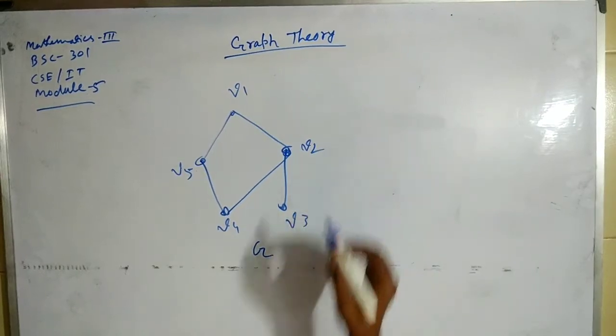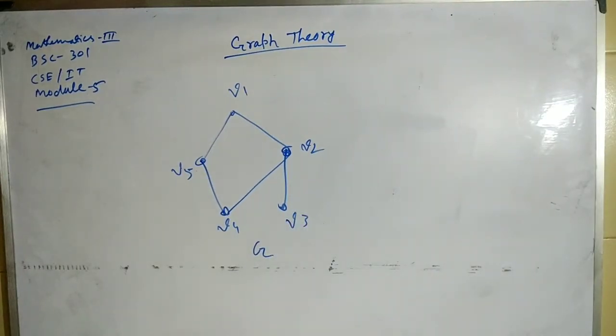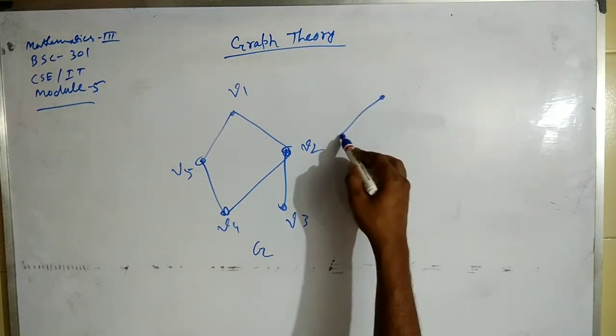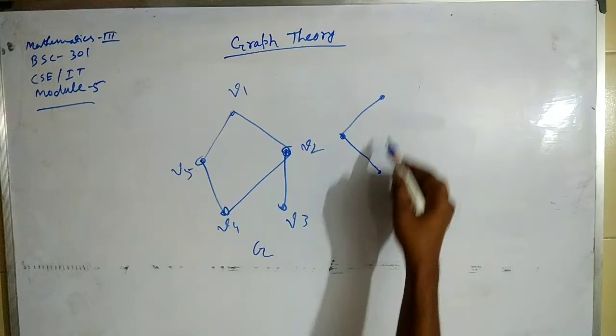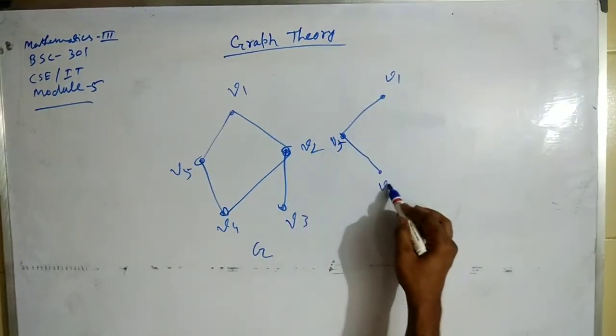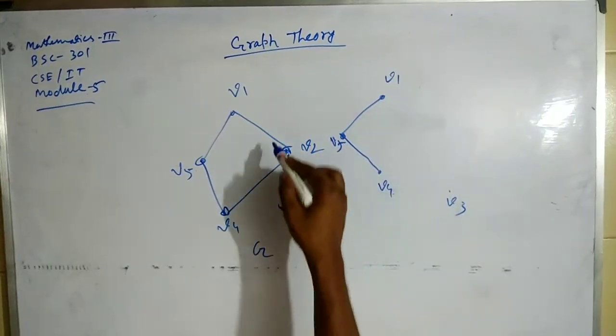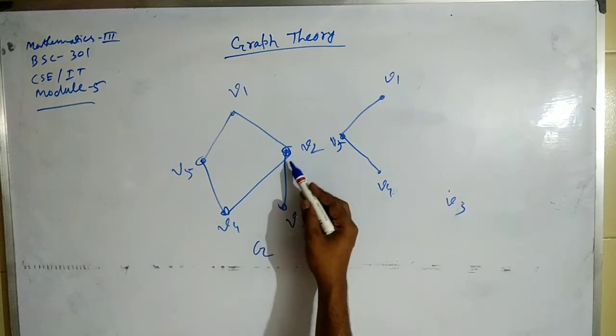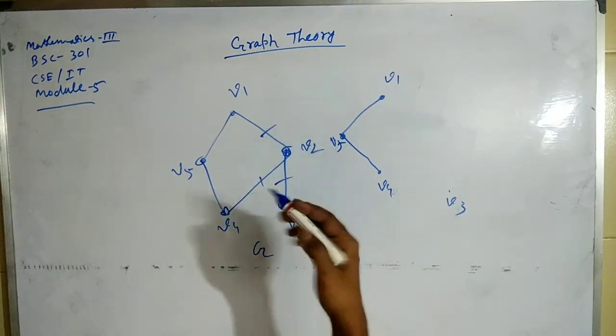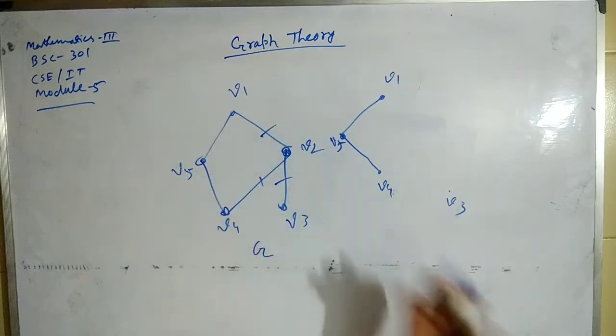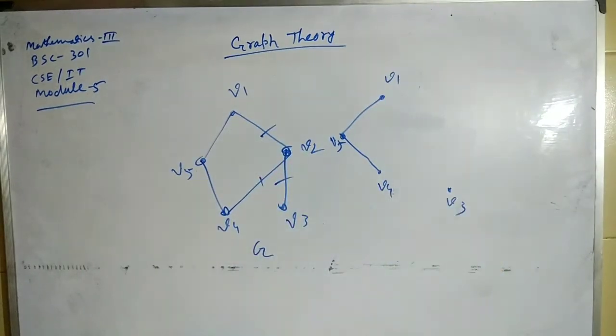Now, if we delete a vertex from a graph, it means that with that vertex, all the edges adjacent to that vertex will be deleted. That is, if we delete V2, the remaining vertices will be V1, V5, V4 and V3. V1, V5 is adjacent, V5, V4, but the edges adjacent with V2, this edge and this edge, so with the deletion of V2, these 3 edges will be deleted. So this is the resulting graph after deletion of V2.